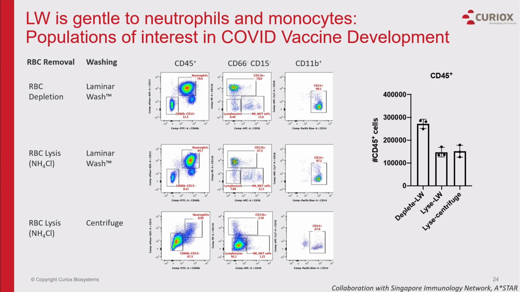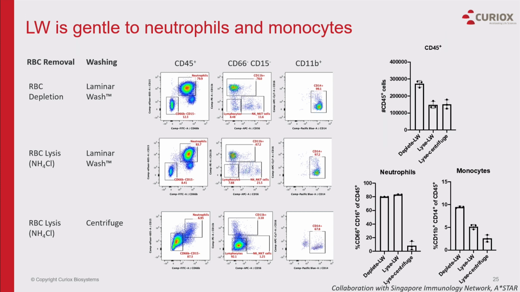And I want to draw attention to this graph on the right-hand side of the slide, where we can look at our CD45 population. If we deplete with magnetic beads and use the laminar wash system, we have very high retention of our cells as compared to our lysing method, either using laminar wash or lysing and using centrifugation. So again, just showing we're retaining the bulk of our lymphocyte population through this process.